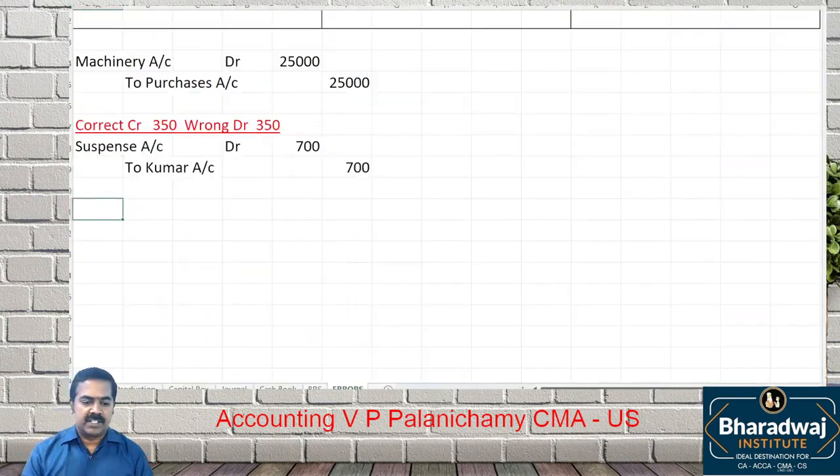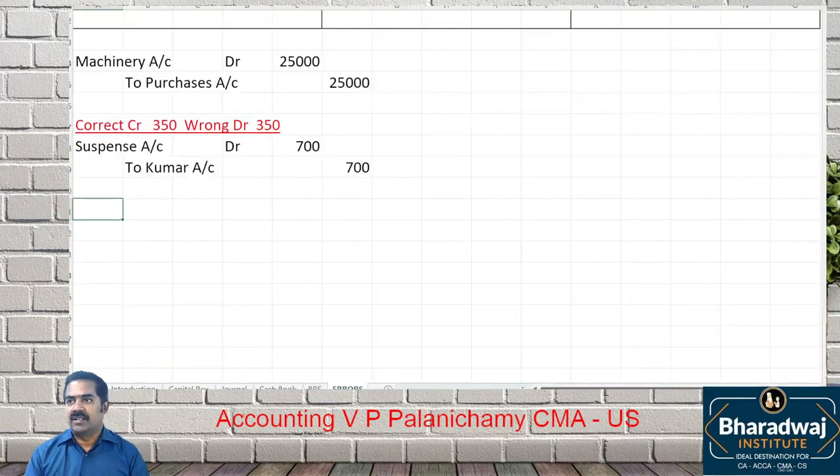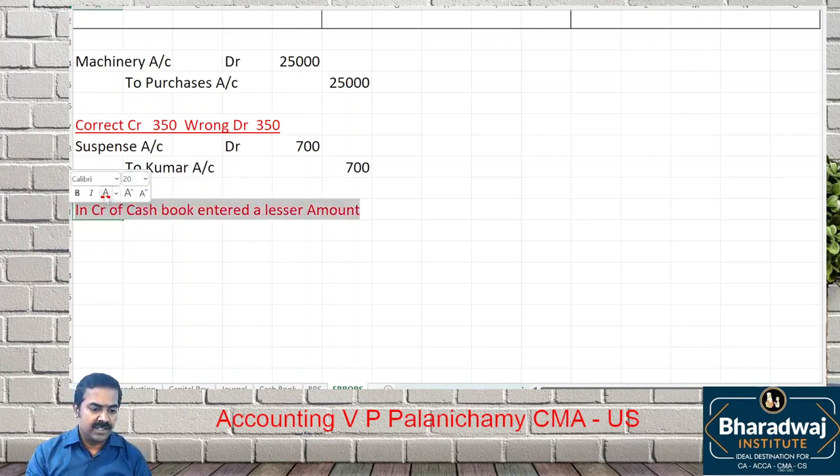Withdrawal column of cash book. Withdrawal column means credit. Credit side of cash book is overcast or undercast. Cash is short in the withdrawal column. In the credit side of cash book, we have entered a lesser amount. In the credit side of cash book, we entered a higher amount or lesser amount? Lesser amount. How to rectify this?